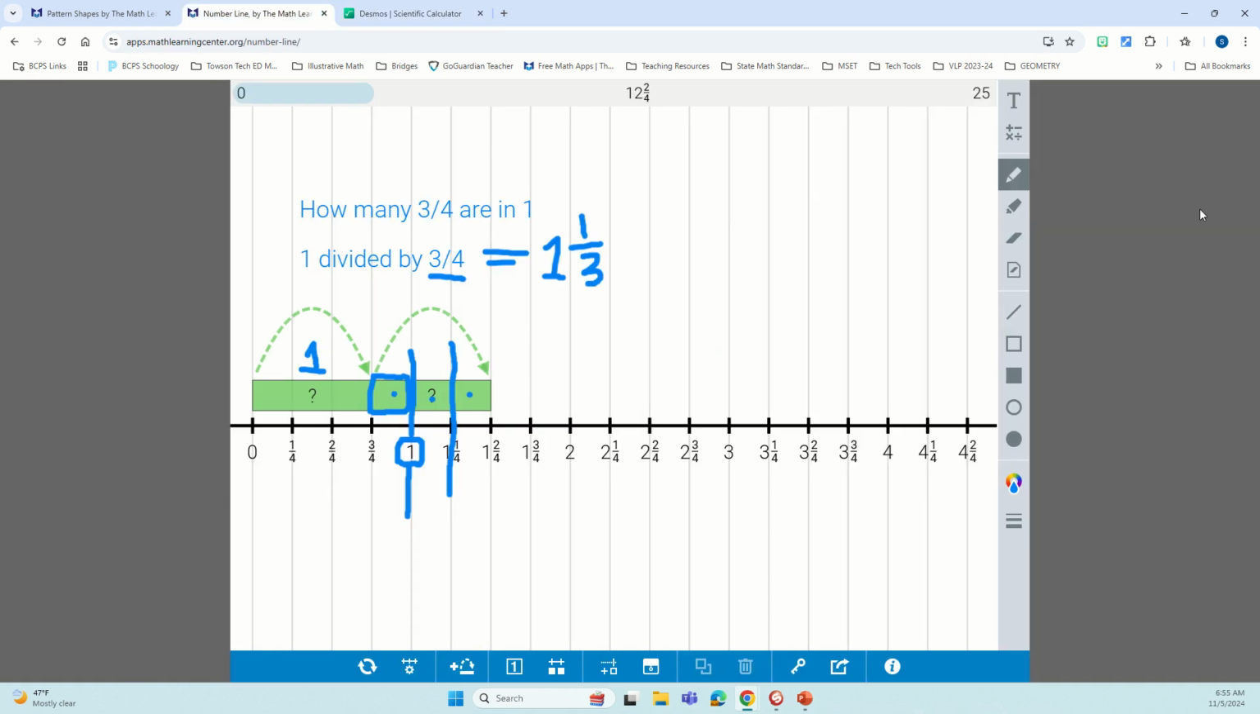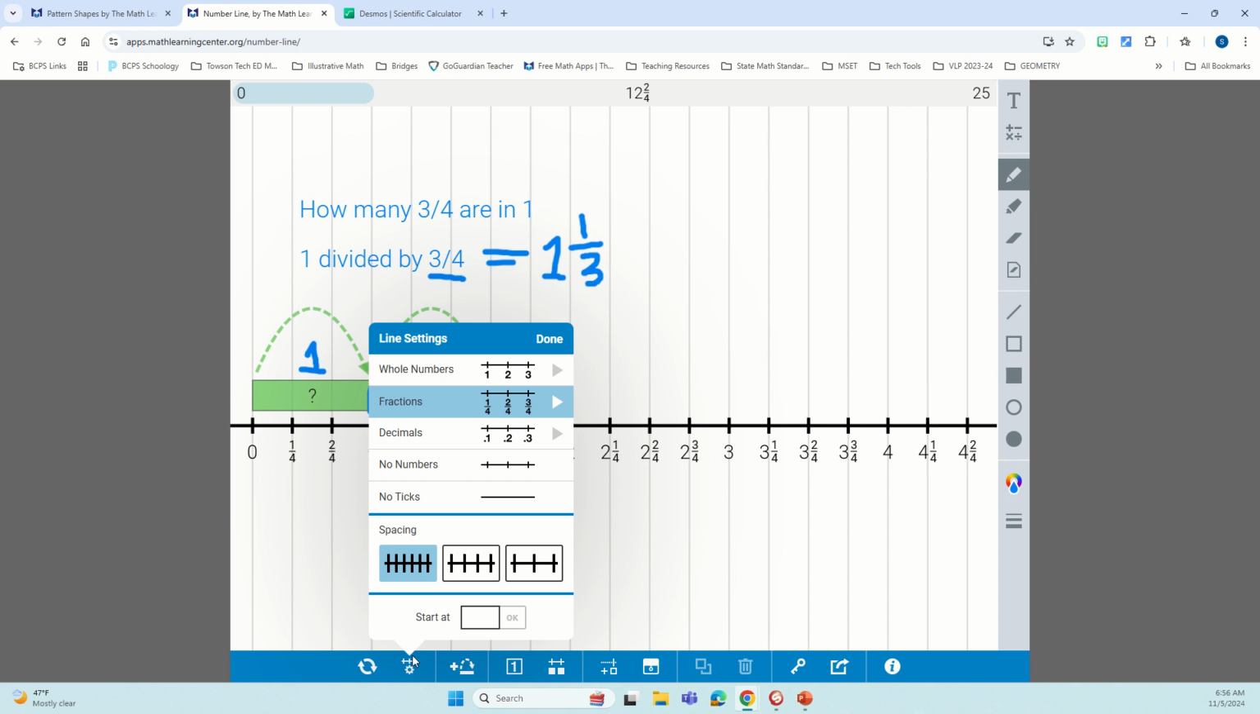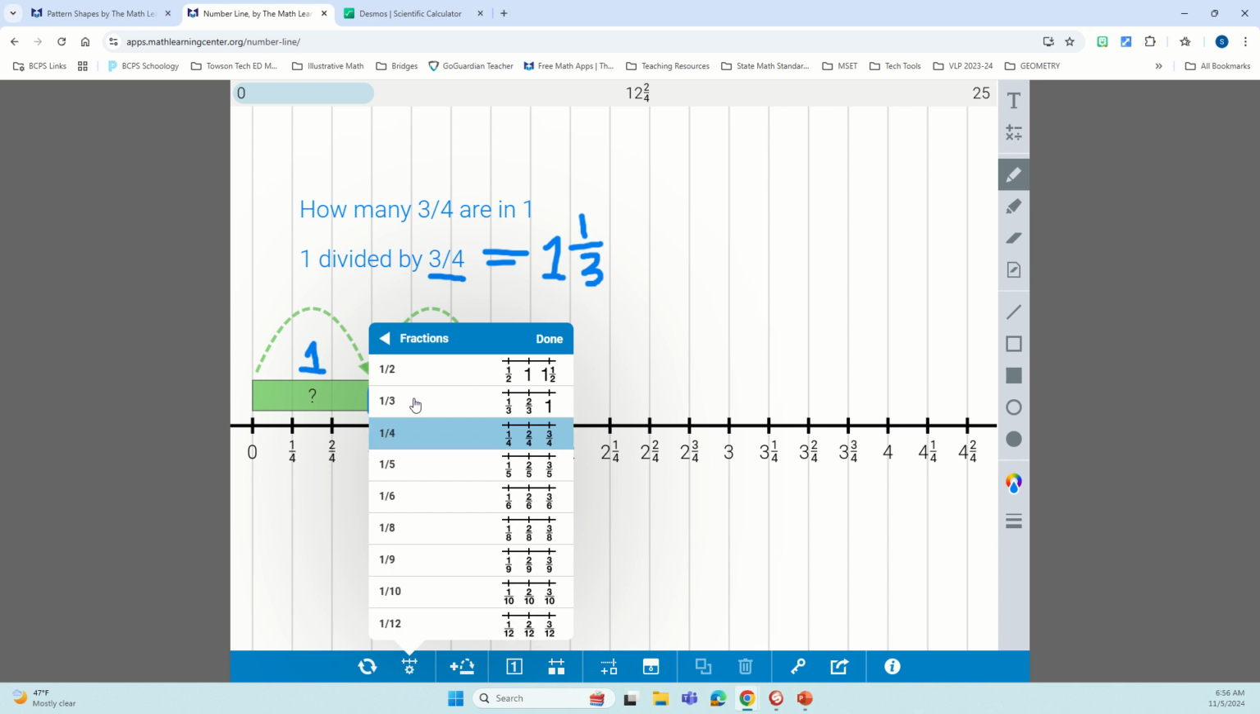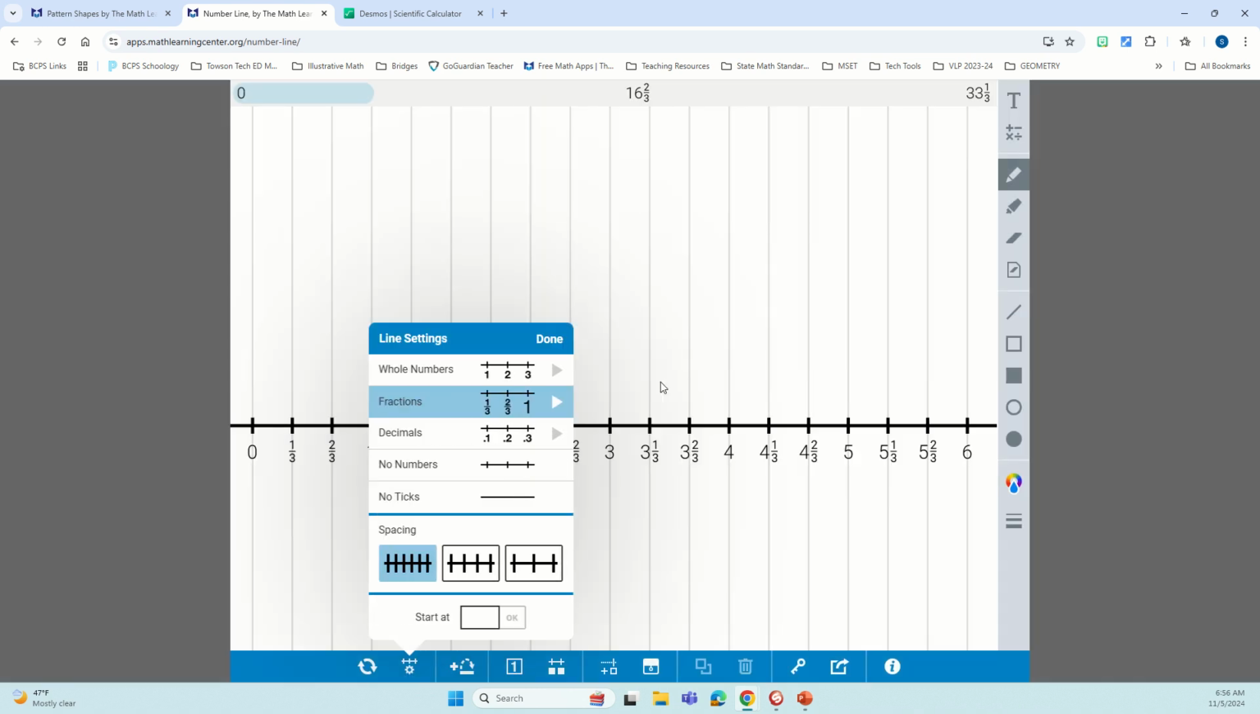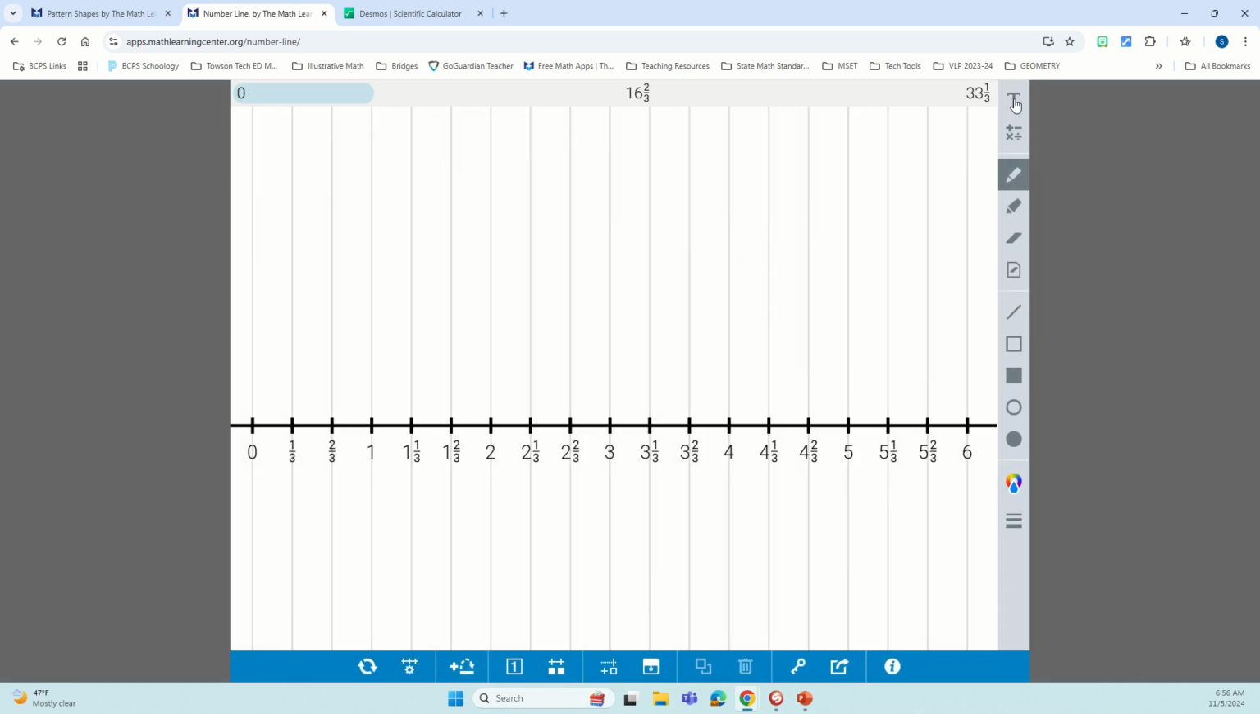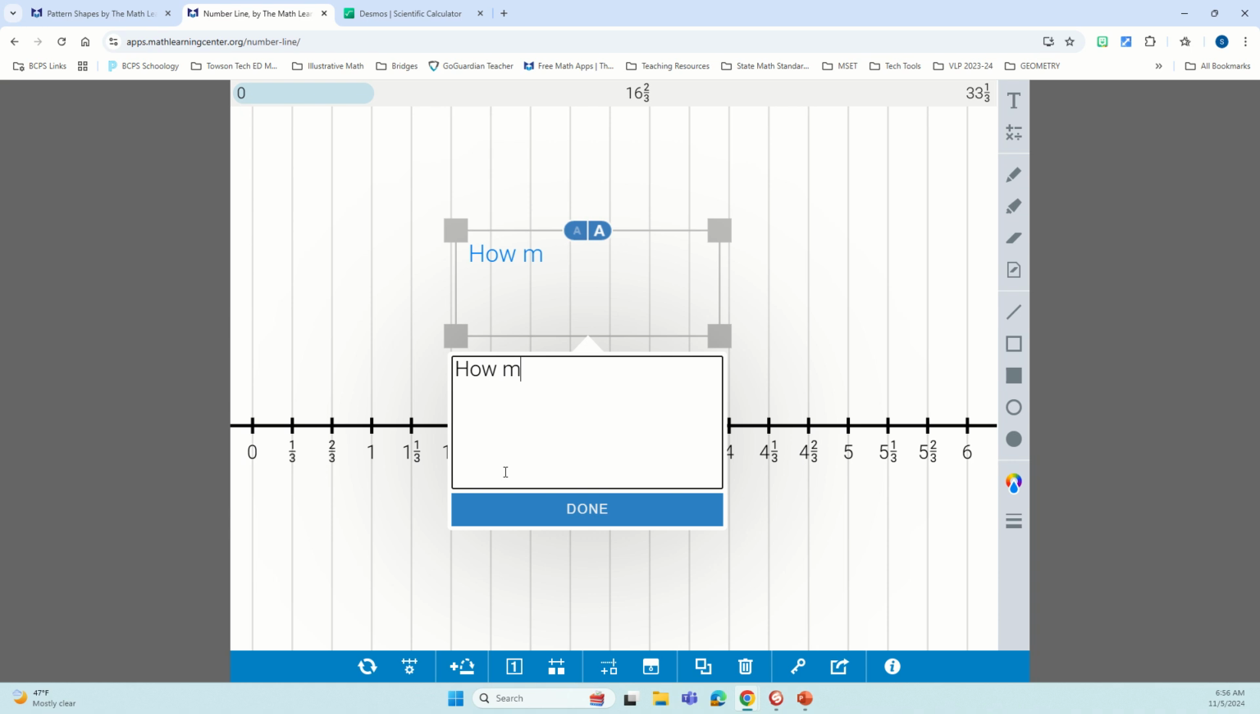All right, let's try one more. I'm going to totally reset the screen, and this time I'm going to do how many 2/3 are in 3. So now I need to change to my thirds. How many 2/3 are in 3? Or 3 divided by 2/3. This is like a fact family. This would be like 3 times 5 is 15. 15 divided by 3 equals 5.